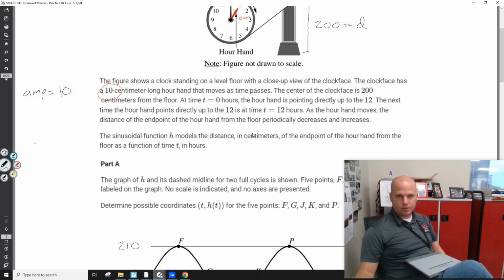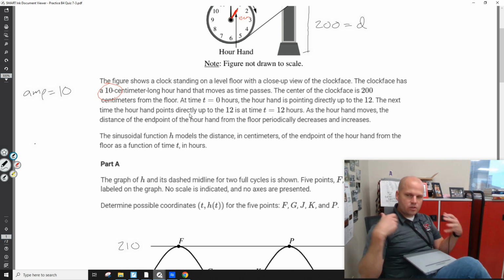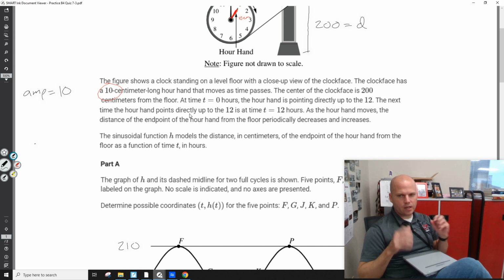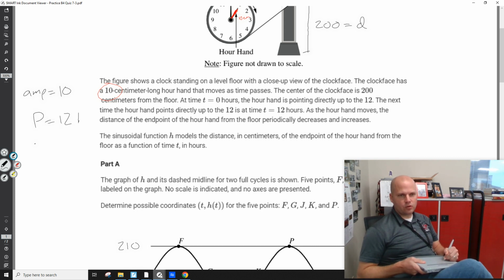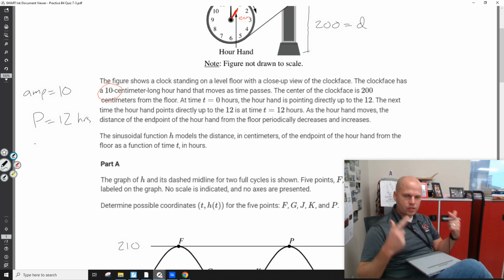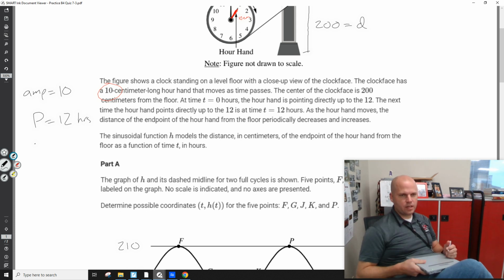That's applying the amplitude. The next time the hour hand points directly up is in 12 hours. Okay, that makes sense. There's no frequency. There's no period calculation we have to do. The period is 12 hours. After 12 hours, we will complete 1 cycle. That's what we have to pay attention to.